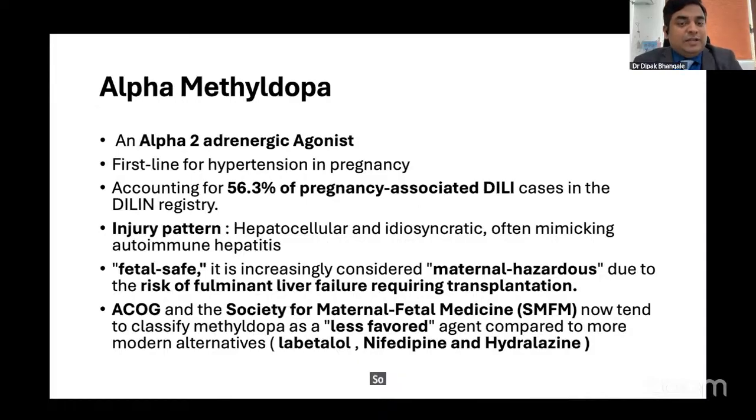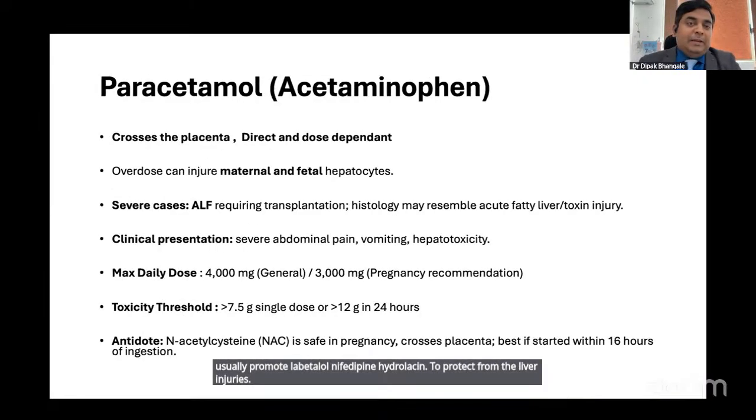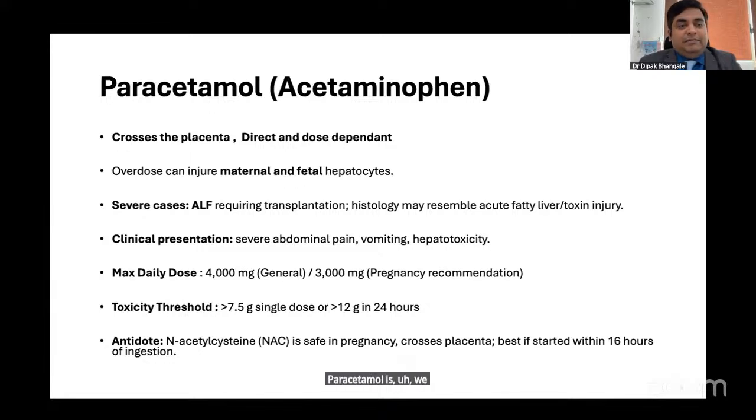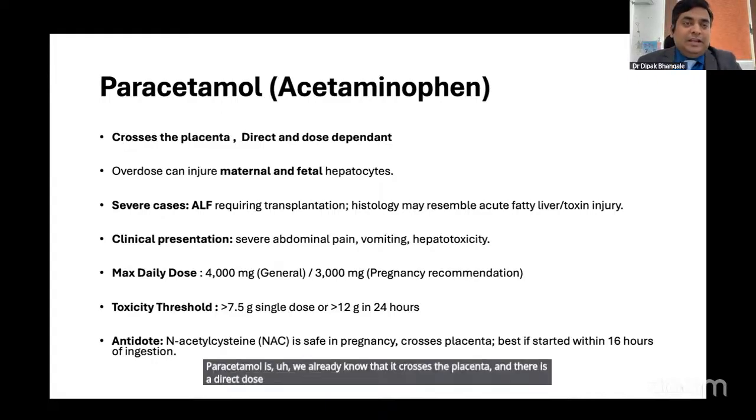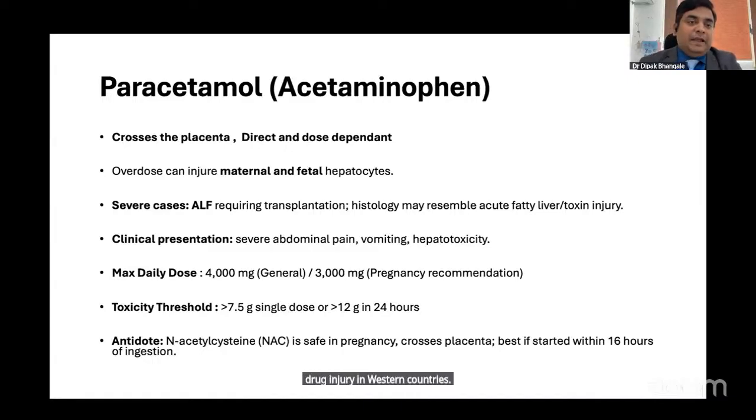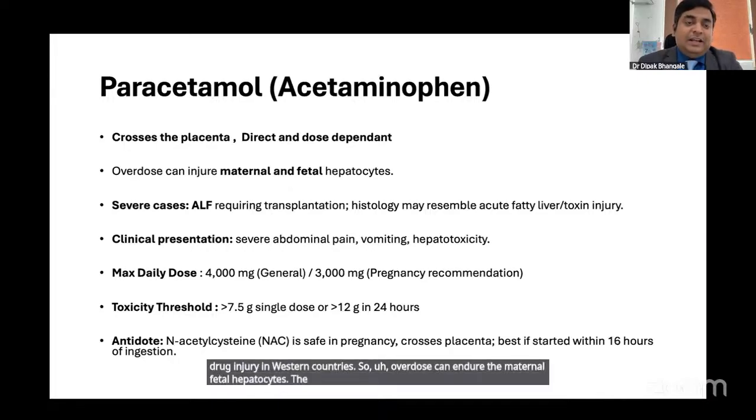ACOG and the Society for Maternal-Fetal Medicine actually do not favor this drug, and they usually promote labetalol, nifedipine, hydralazine to protect from liver injuries. Paracetamol, we already know, crosses the placenta and causes direct dose-dependent injury. It is not only in pregnancy, but in non-pregnant persons also. Paracetamol is the most common drug injury in Western countries. So overdose can injure the maternal and fetal hepatocytes. In severe cases, it can lead to acute liver failure requiring transplantation also.